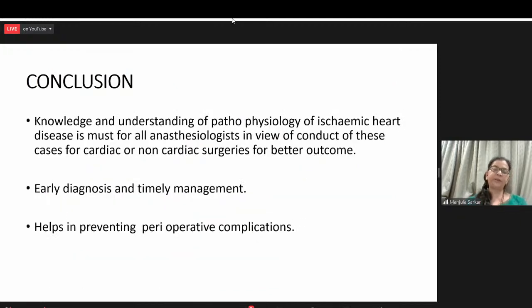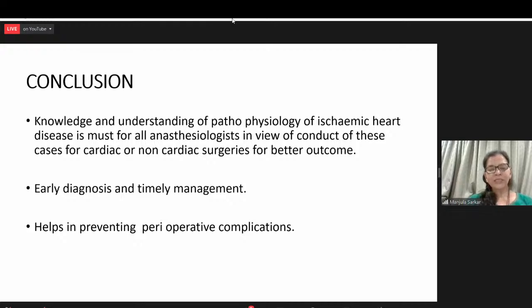depending on the tissue necrosis and site. So after looking at all these things, I would like to conclude that knowledge and understanding of the pathophysiology of ischemic heart disease is a must for all anesthesiologists in view of conduct of these cases for cardiac or non-cardiac surgeries for better outcome. Early diagnosis and timely management is a must. It helps in preventing perioperative complications if you know the etiopathology well.